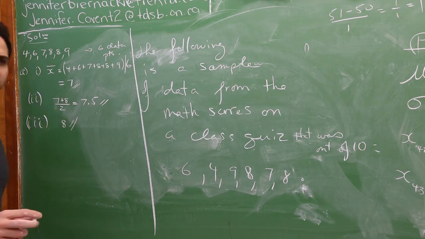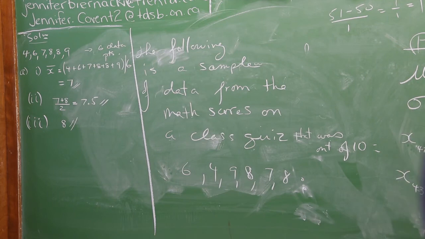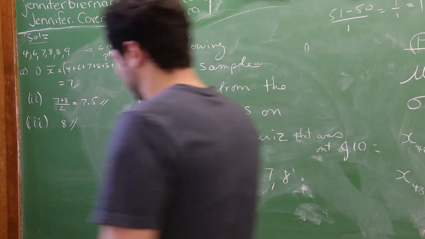Sometimes you can have more than one number being a mode, right? Let's say I had double 8, double 6, and no triples or higher. Then you can have more than one mode.